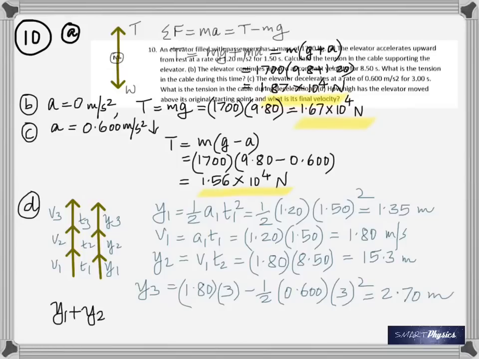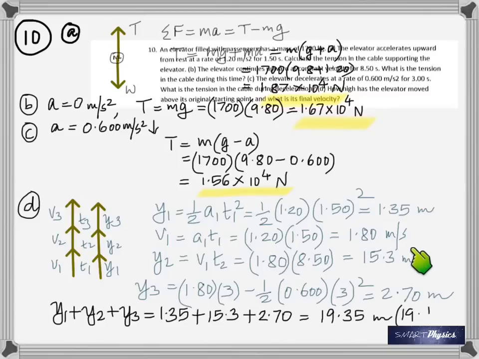So now I got to add all the three to get the total displacement. 1.35 plus 15.3 plus 2.70. Total displacement 19.35 meter. Significant figures 19.4. And what is its final velocity? 0, of course, because if people have to get out, it has to stop right at that floor. Otherwise, they'll fall.